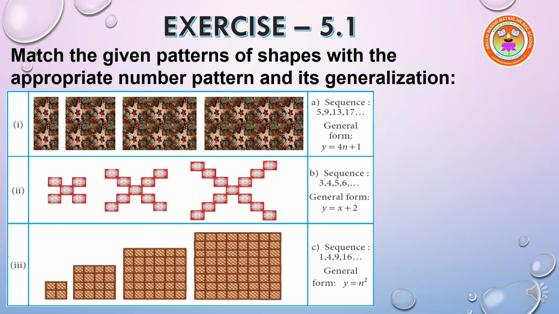So, for the first sum, there are 4 steps. In the first step, there are 2 starfishes. Second step, there are 4. Third step, there are 6. And fourth step, there are 8. So, the sequence will be like 2, 4, 6, 8. So, on my right side, is there any option with this sequence? No. So, it is not there.